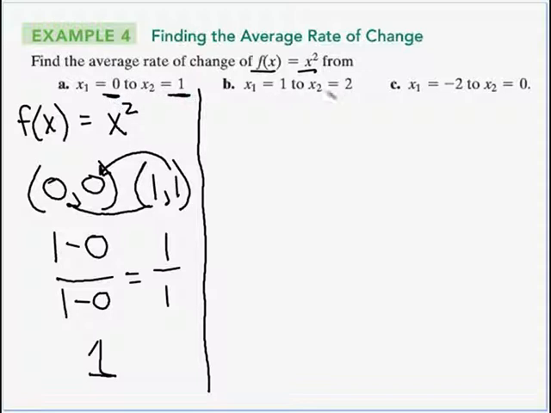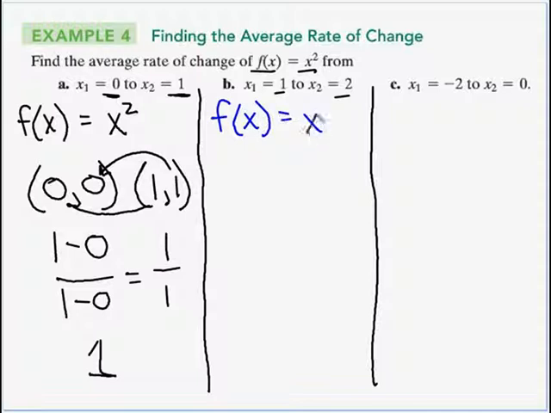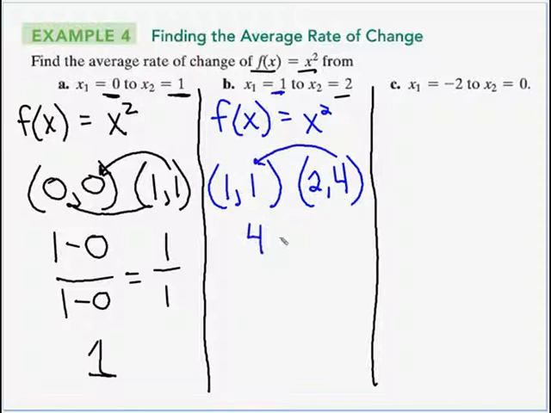Now let's move over from 1 to 2 and see what happens. It's still the same function, f of x equals x squared. That's a little better. Our first point, plug in the 1 and square it, and you get 1. And then take your other point, plug in the 2, and you square it, and the function does its work and turns out a 4. So 1, 1, and 2, 4 are our points. Let's subtract the y coordinates, 4 minus 1, over the x coordinates, 2 minus 1. So we get 3 over 1. Or, oh yeah, that's it.